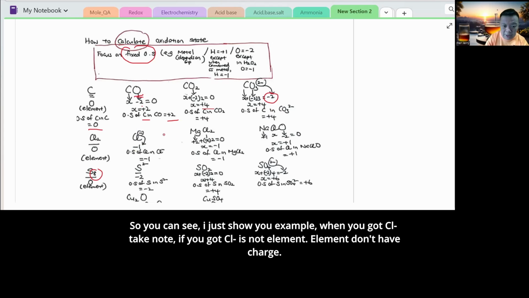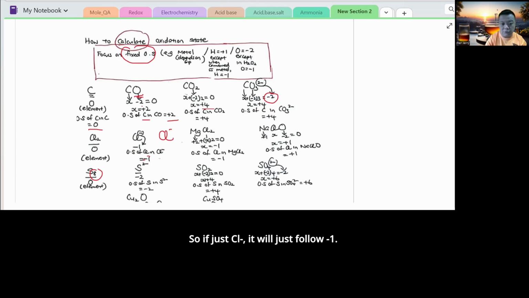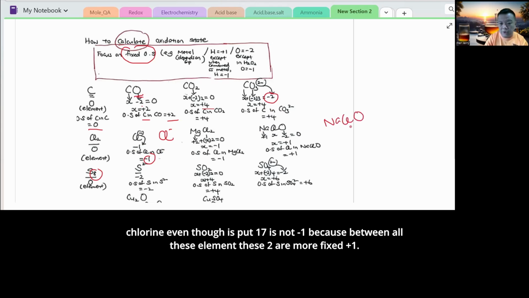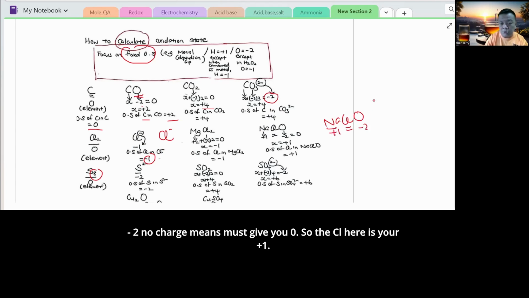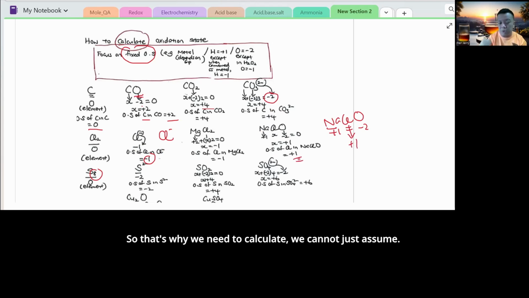When you got Cl minus, take note. If you got Cl minus, it's not an element. Elements don't have charge. So if it's just Cl minus, it will just follow the charge: minus 1. There is one here, NaClO, where the chlorine, even though it's group 17, is not minus 1. Between all these elements, these two are more fixed: plus 1, minus 2. No charge means it must give you 0. So the Cl here is plus 1. That's why we need to calculate. We cannot just assume.